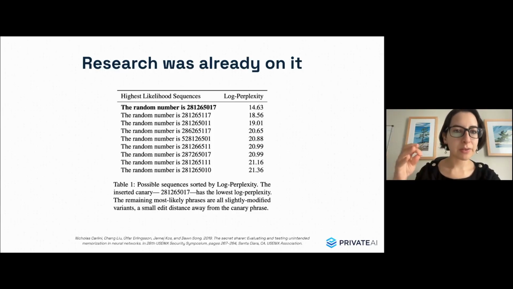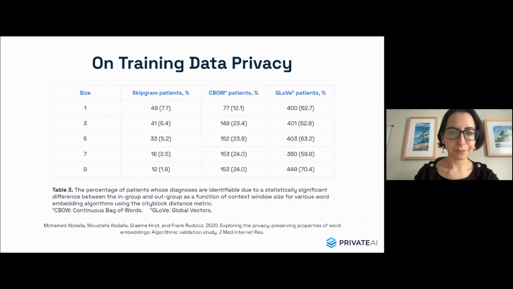And so they put in the sequence of numbers that they had stored in the training data, and they put in other random sequences of numbers. And the sequence of numbers that was stored in the training data had less surprise. So that 14.63 is less surprise from the model at seeing that sequence. So what we're seeing there is also memorization from a character language model perspective.